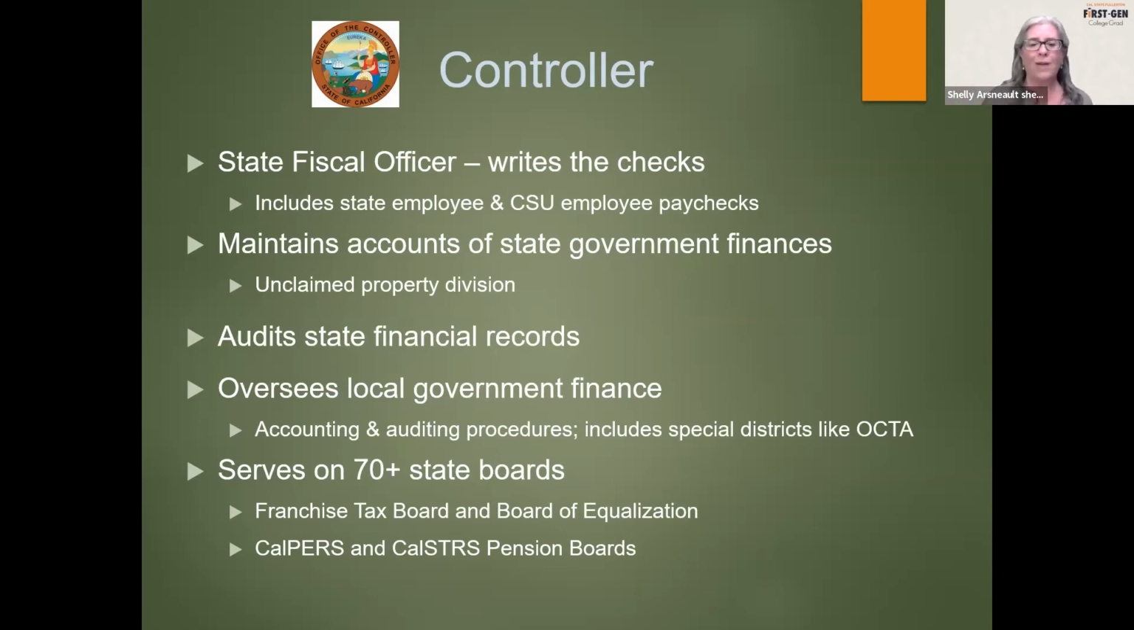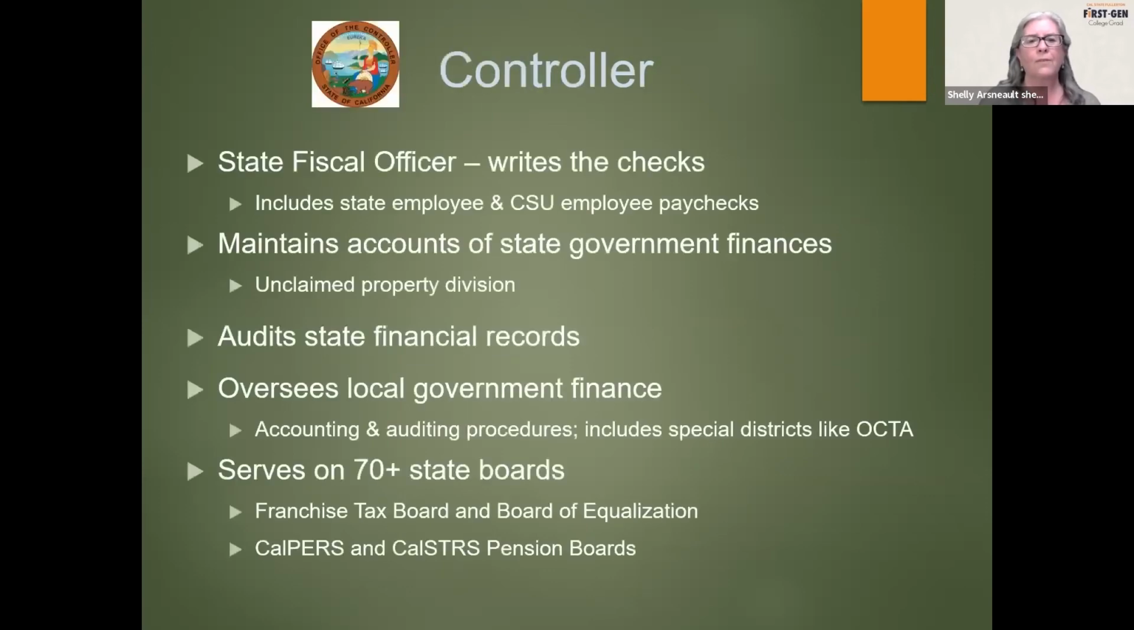Other boards, again, that you're not surprised to hear: CalPERS, the State Pension Board; CalSTRS, the Teachers State Pension Board. So the controller sits on all of these, and really just has a lot of oversight and interactions with all of these financial and fiscal concerns in the state.